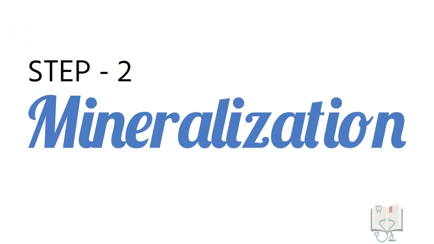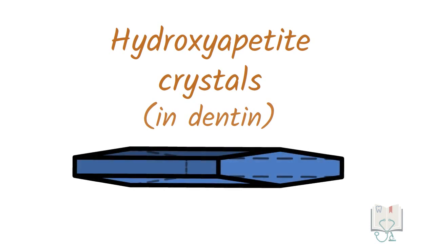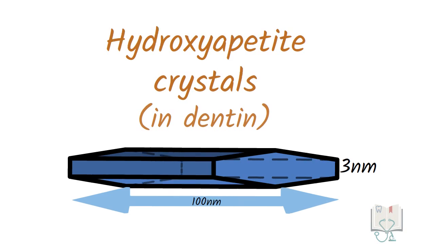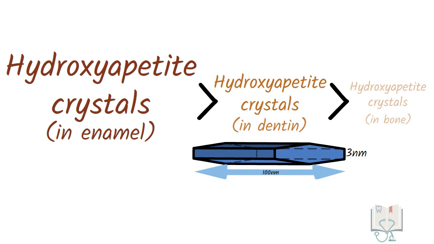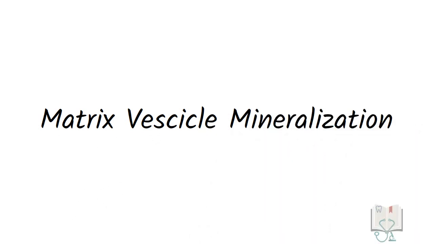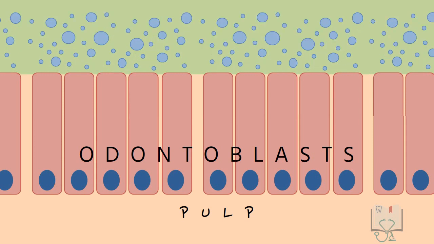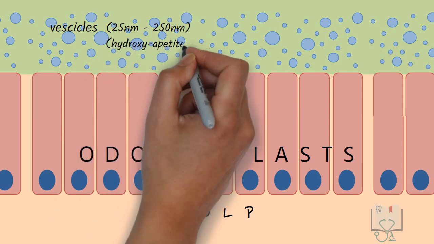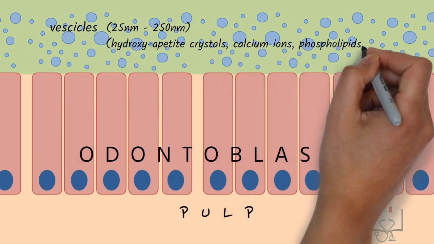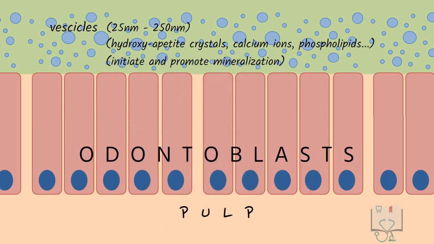Mineralization. The main inorganic portion of dentin is formed by the hydroxyapatite crystals. They are about 3 nanometers wide and 100 nanometers long. These crystals are larger than the ones present in bone, but way smaller than the ones in enamel. Mineralization mainly occurs by matrix vesicles, in which odontoblasts release membrane-bound vesicles into the organic matrix. They are 25 nanometers to 250 nanometers in size. They contain hydroxyapatite crystals, calcium ions, phospholipids, and many such chemicals which initiate and promote mineralization.